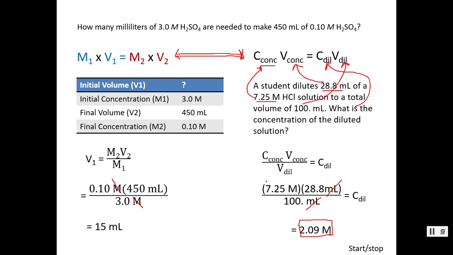So I could have easily done that problem using the M1V1 equals M2V2 equation. Same setup. Regardless of which one you use, you should feel comfortable being able to use either of those equations in dilution problems. In the next video, we'll talk about our final technique for this chapter with regards to solutions, and those are called titration problems.